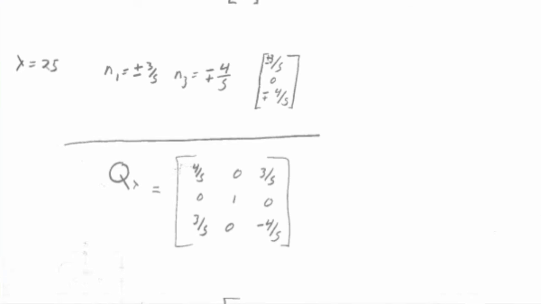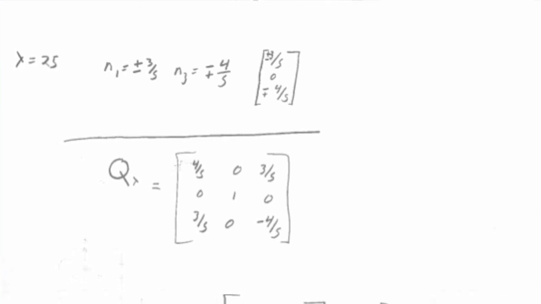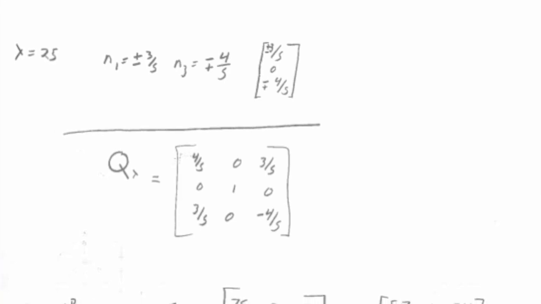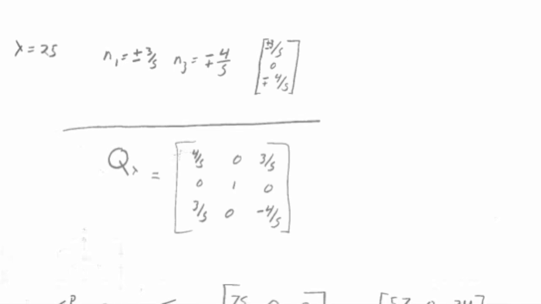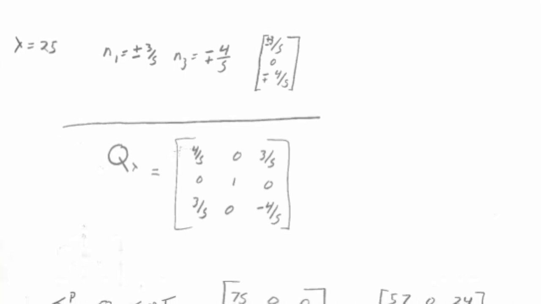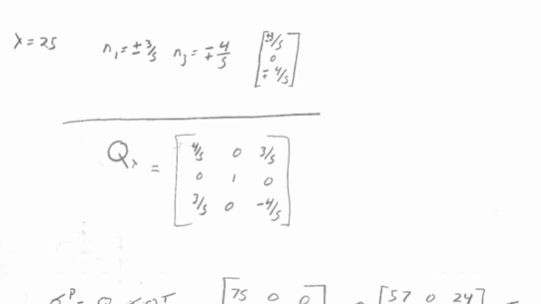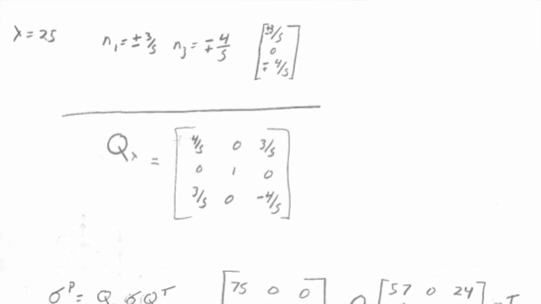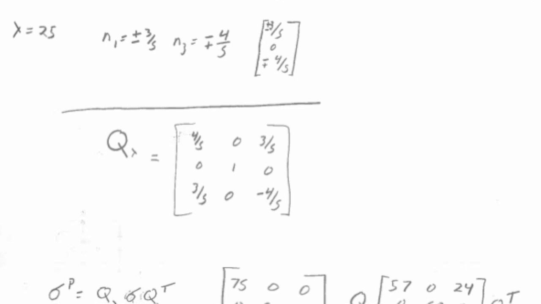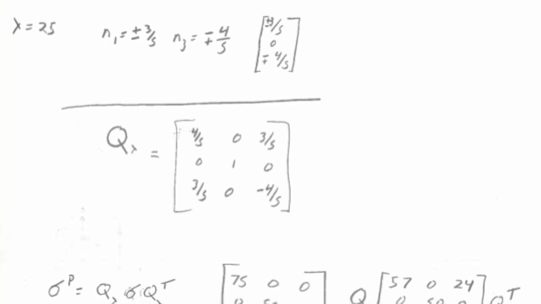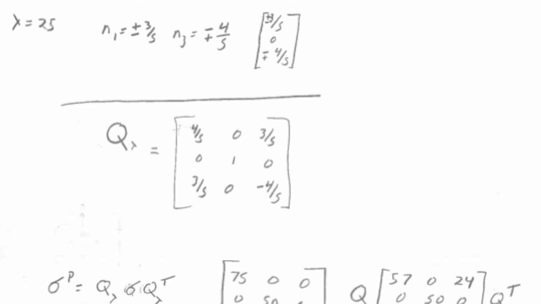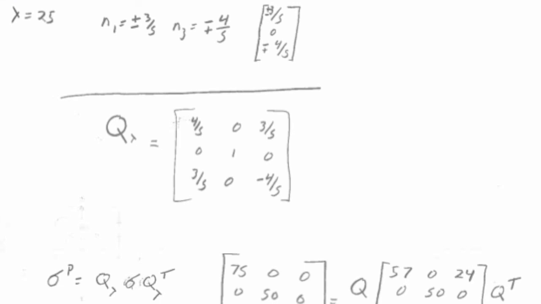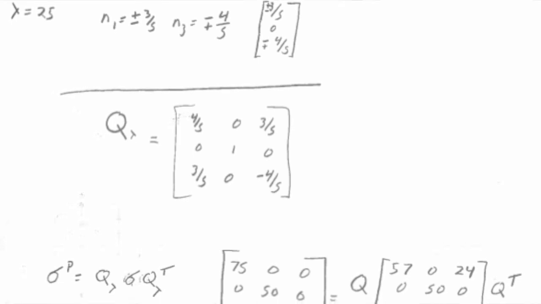So Q, to go from the regular frame into the principal frame, is 4/5, 0, 3/5, 0, 1, 0, 3/5, 0, minus 4/5. And you can try that out by yourself and see. The principal stress is Q sigma Q transpose. Right, so that's how we put the stresses into the principal frame. So the eigenvalues are the principal stresses. The eigenvectors are the principal stress directions.